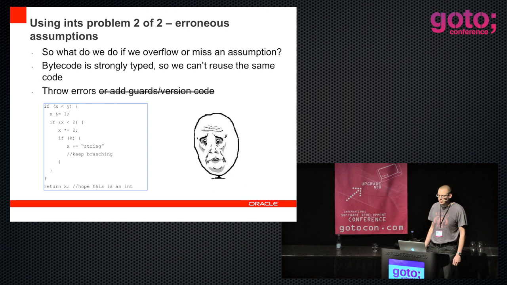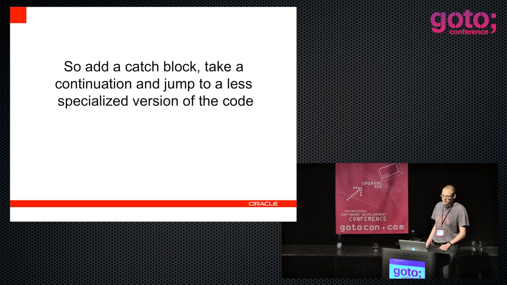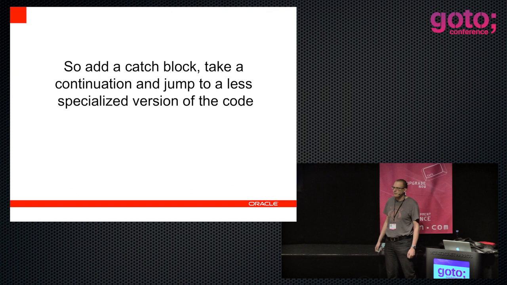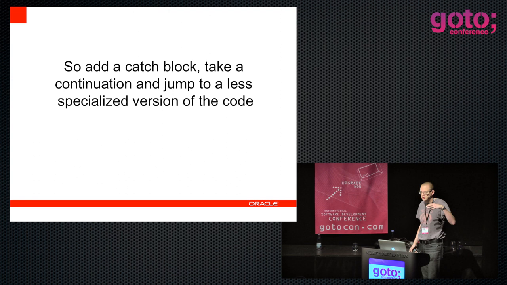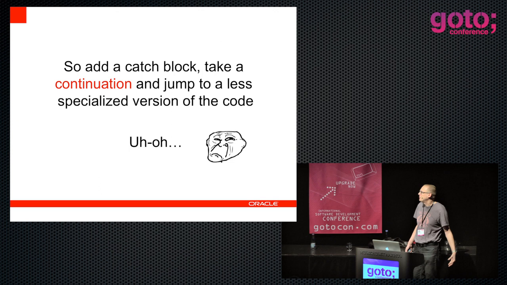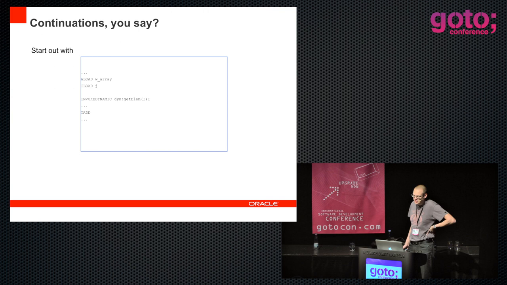So the only mechanism we have in bytecode that can help us here for asynchronous errors is the catch. So what we basically do is to have to add a catch block around every optimistic assumption we have, take a continuation of the state when the catch happens, and jump to a less specialized version of the code. Just continue from that continuation. And now he's like, uh-oh, he said continuation. How are we going to get out of this? But it turns out that we can actually get out of this.